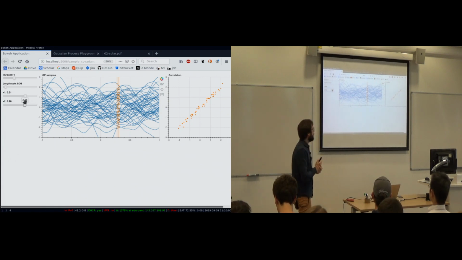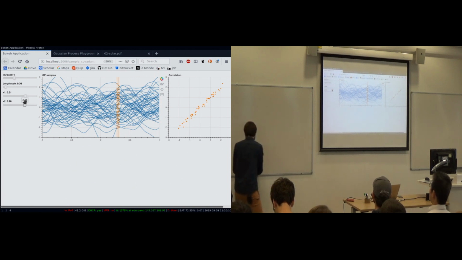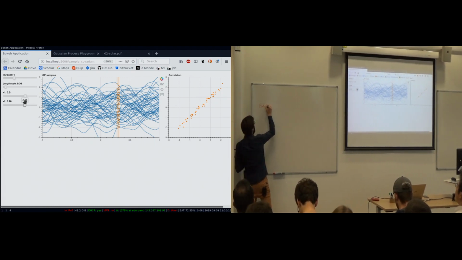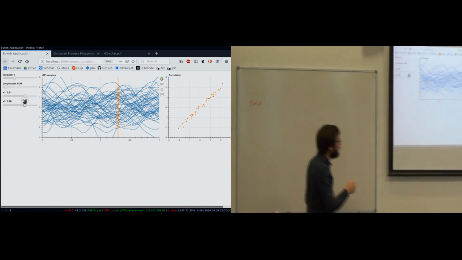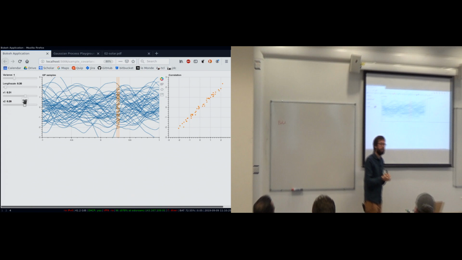What did you use to make this? This is really nice. This is made with Bokeh, where you write code in Python and then you can make an interactive graph. B-O-K-E-H, Bokeh. And in the background, for the GPs, it's the GPflow library that I've been using.